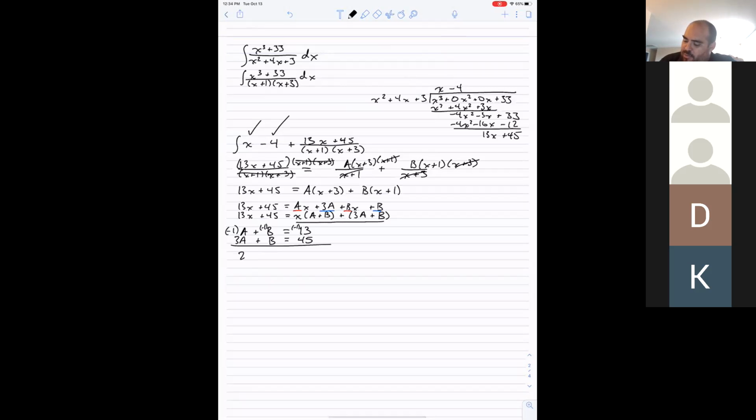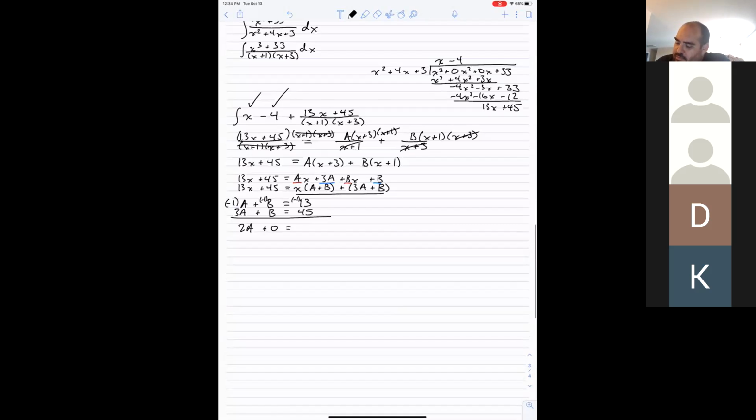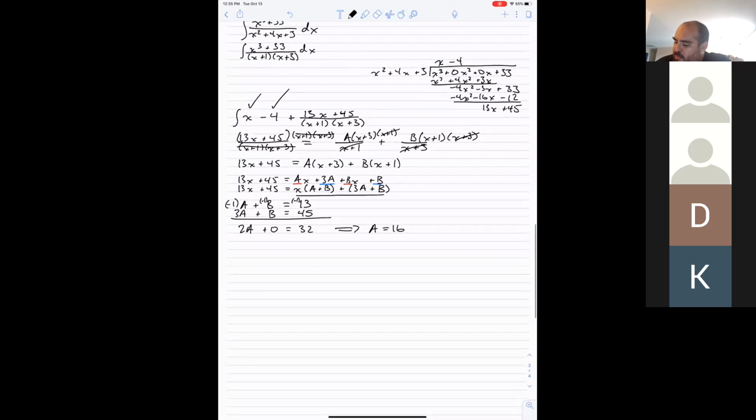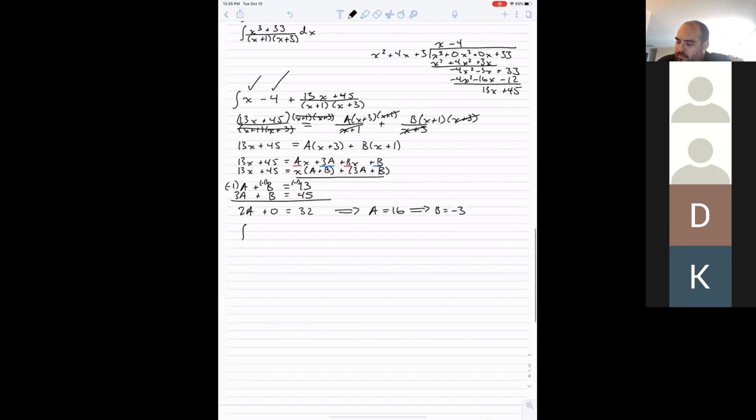All right, so that's going to give me 2a plus 0 equals 32, which means a is equal to 16. And then from there, we can say that b is equal to -3. Feel good about that? So now I can really do my integral. That was 16 over x plus 1 minus 3 over x plus 3.